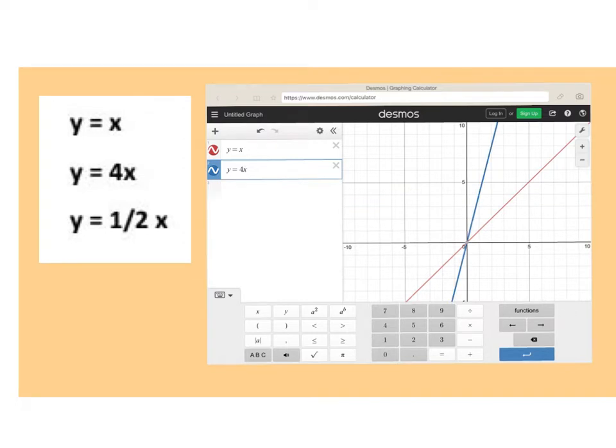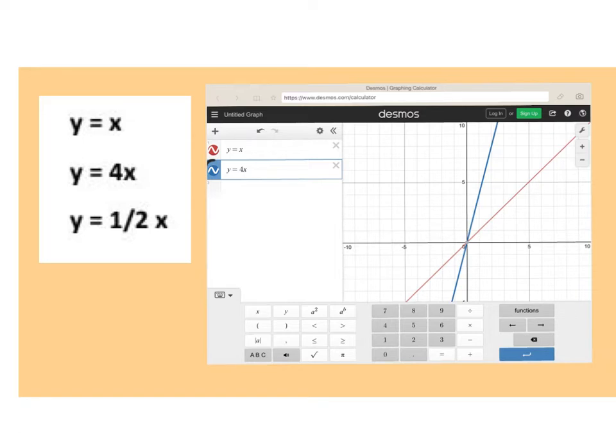So if you notice, the line got steeper. So I'm going to add the word steeper here. That's important. This is what we would call a vertical stretch because it's getting steeper. So it's like taking the y-axis and stretching it out. So it got more steep.